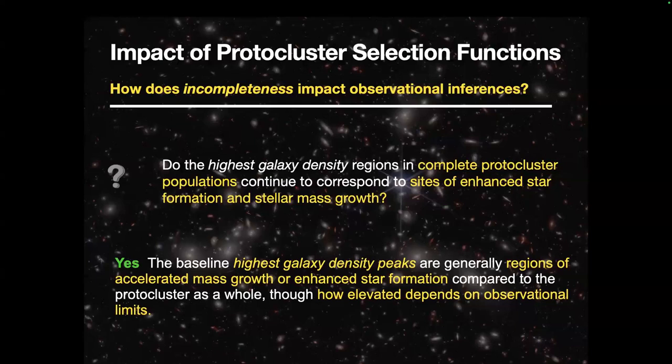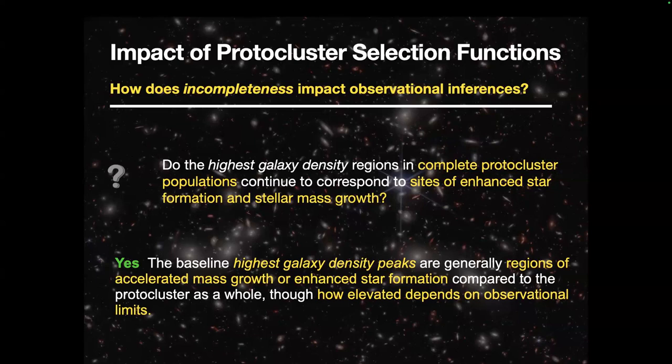Okay, so do the highest density regions correspond to sites of enhanced star formation and/or stellar mass growth? Yes. The baseline highest galaxy density peaks are generally regions of accelerated mass growth or enhanced star formation compared to the protocluster as a whole. In the paper, I'm not going to show it, but how much that ratio differs from 1 depends on the observational limits of your sample, and it depends more on stellar mass than star formation rate.